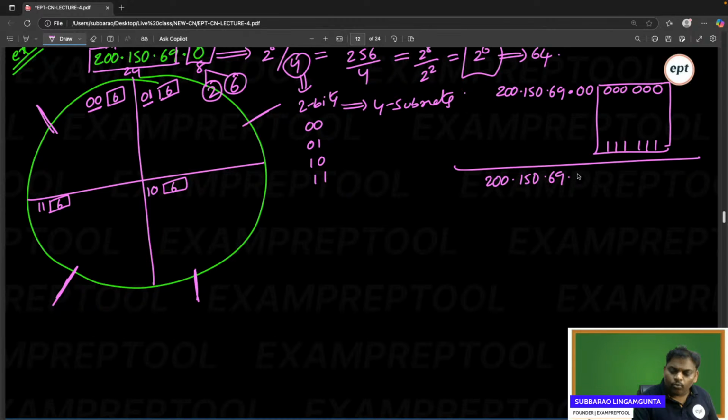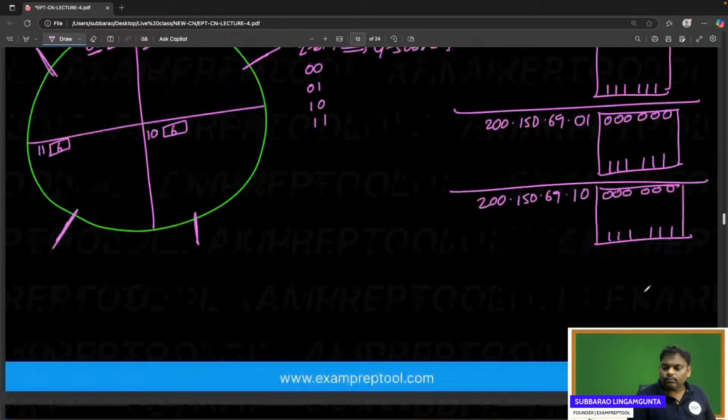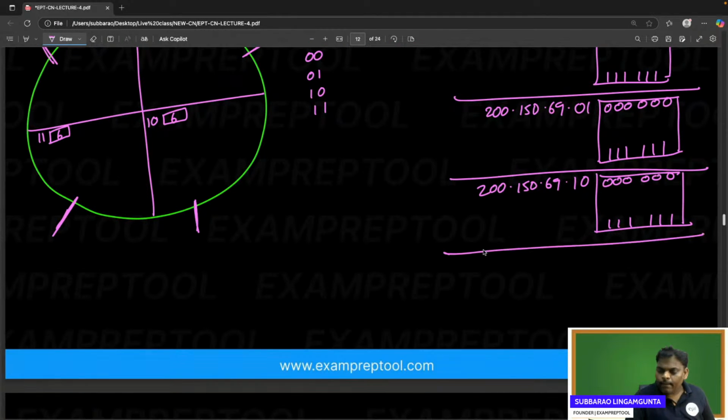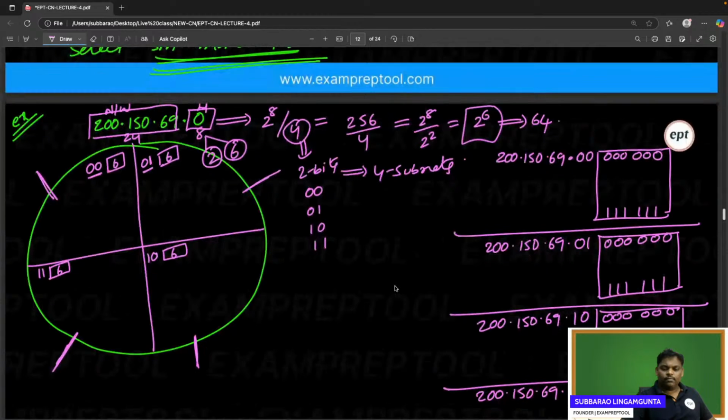Next one, 200.150.69, that is okay, followed by 01, followed by 6 zeros to 6 ones. Then 200.150.69.10 followed by 6 zeros to 6 ones. Then 200.150.69.11, 6 zeros to 6 ones. Is it okay?